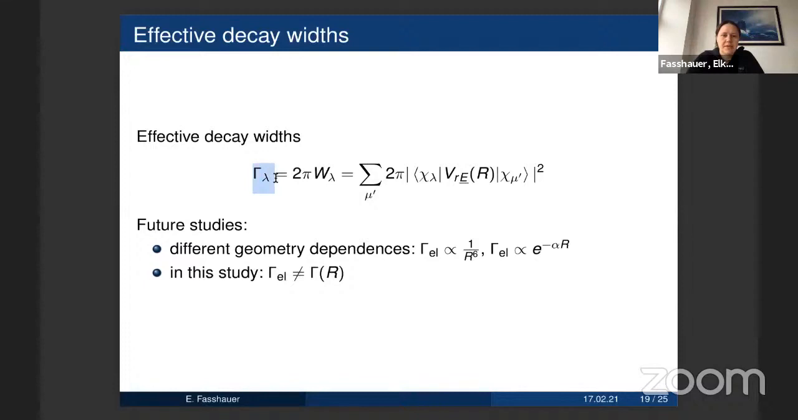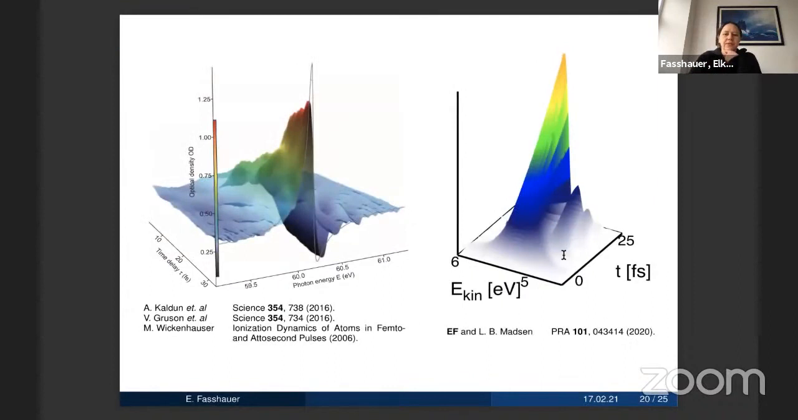And of course, for different systems like the ICD, we would have a 1/r^6 dependence of the decay width, or for the OJ, we would probably have a proportionality that is exponential. But for this study, I will assume that the decay width is independent of the geometry. So let's go back to our time-dependent formulation.